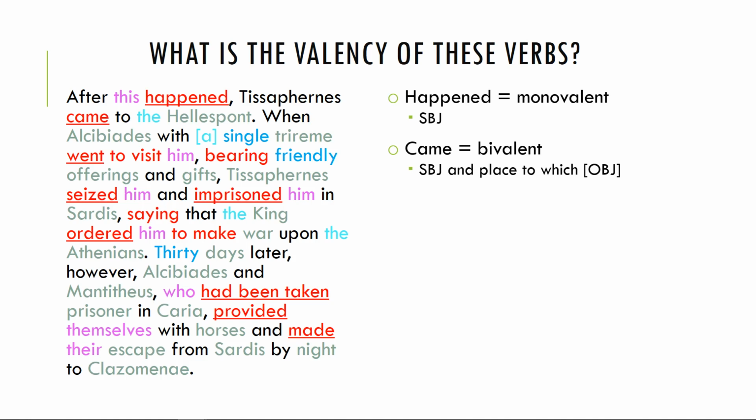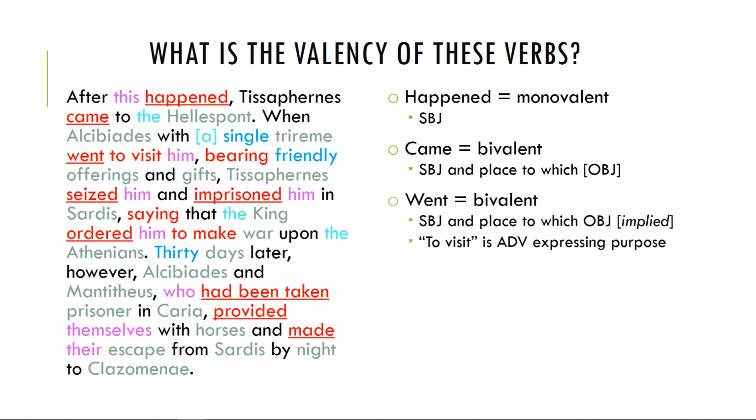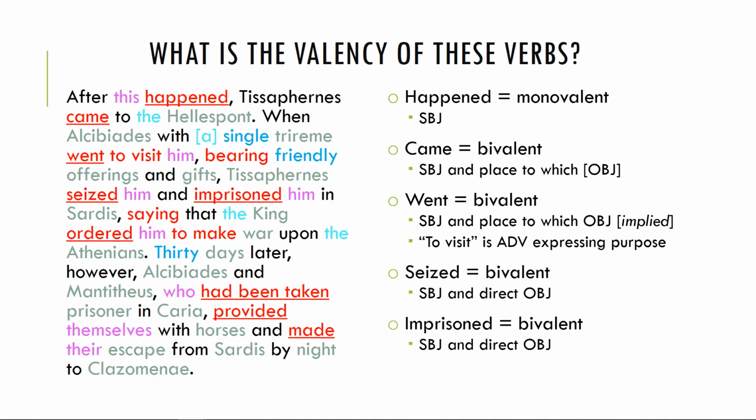So place to which is often an argument of a verb. Sometimes place from which, if you leave, then you have to leave from somewhere, right? Went, again, is bivalent. So in this case, we have an implied object. Seized, we have a subject and an object. Tissaphernes seized him. Tissaphernes imprisoned him.